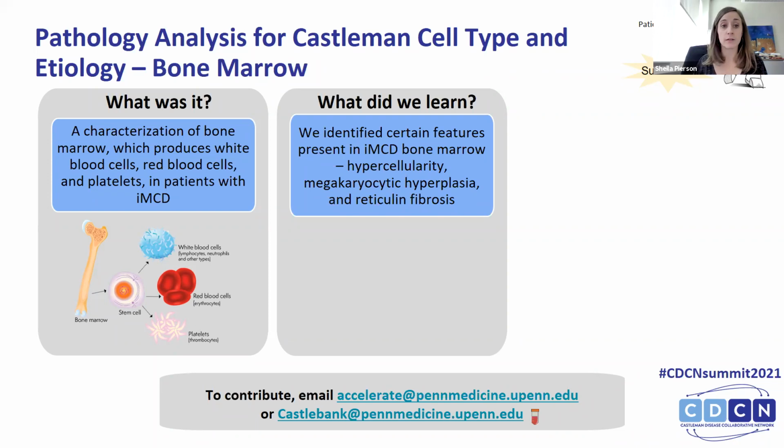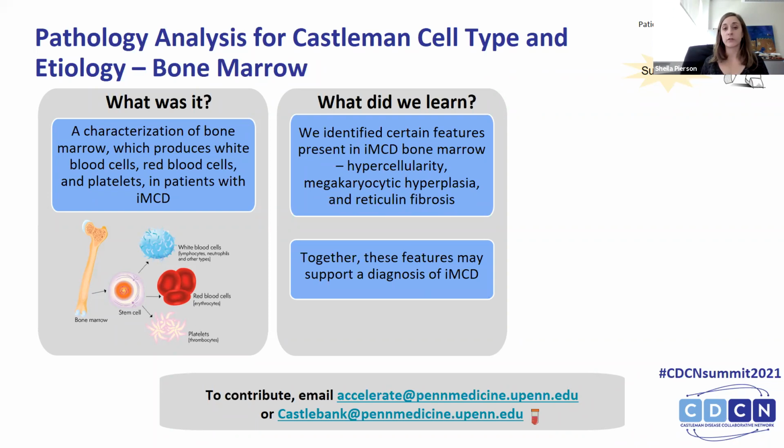And we know that platelets are often either very, very low or often very high in Castleman disease. So we know there's some disruption there. And also in reticulin fibrosis. That actually indicates buildup of scar tissue and can prevent proper production of blood cells. And so these features together might support a diagnosis of IMCD.